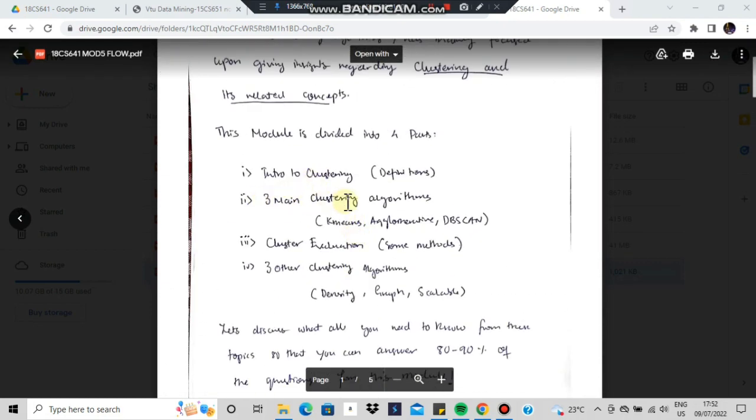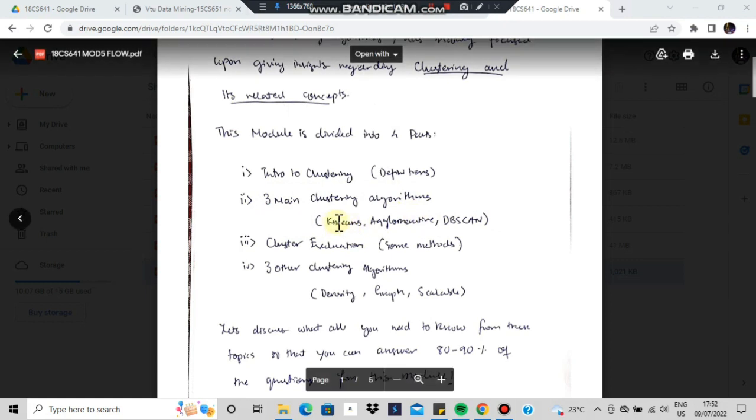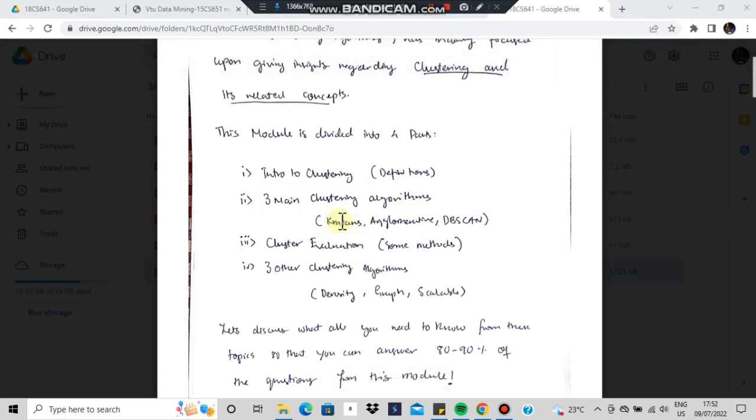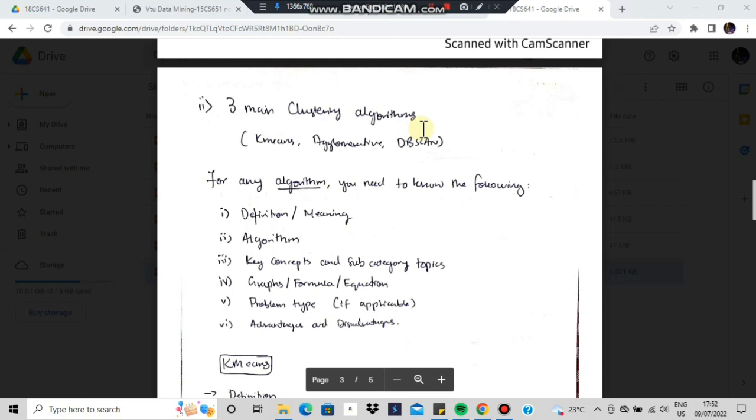Then we have three main clustering algorithms, which are k-means, agglomerative, and DBSCAN. This is the most important part of this module. The k-means algorithm is there, along with a few more things which I'll be discussing, as well as a numerical. Then we have agglomerative, and then we have DBSCAN. So let's see what is there in the three main clustering algorithms.